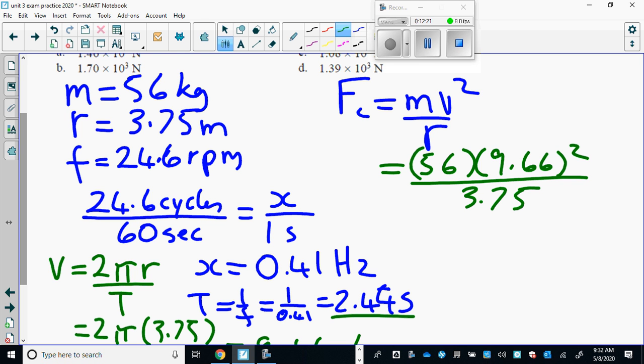And calculate the centripetal force. 56 times 9.66 squared divided by 3.75. And we get an answer of 1,393 newtons. So it looks like the answer is D. Okay, actually, the next question is going to take quite a bit of work, so we'll stop there. Looks like we're doing 5 parts for this video.